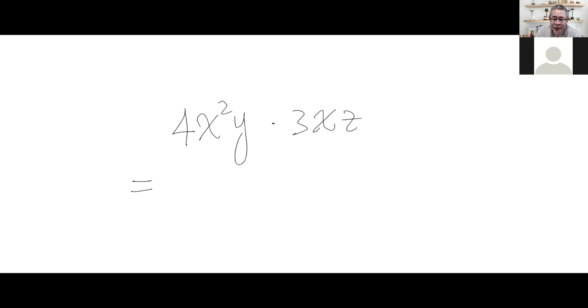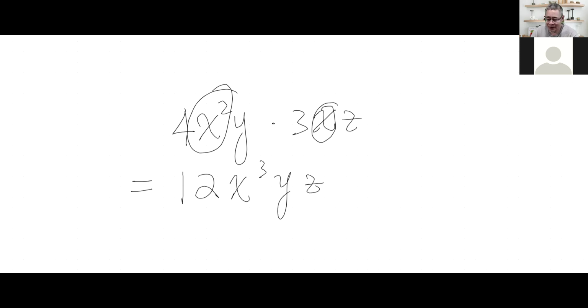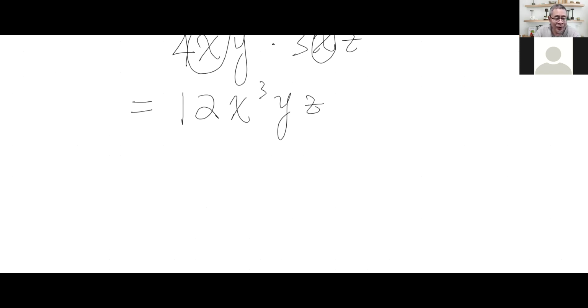Okay, so actually, good. You got 12 correct, 4 times 3. But you can see here is 2x squared and times x. Now we have 3x multiplied. So it's x to the cube, then y and z. Good? Good. Okay. And now let's do 4xyz times 7xz.